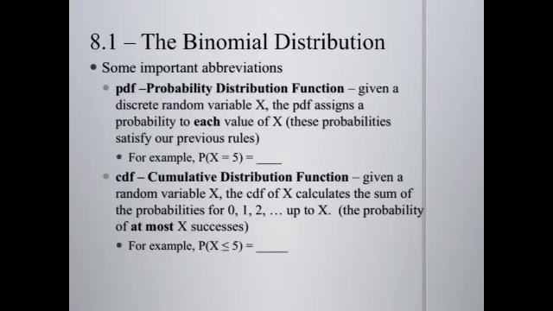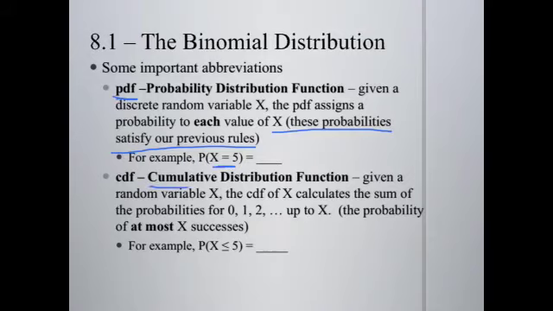But before I do that, some important abbreviations. PDF is a probability distribution function. It's not a file on your computer. Well, it is, but not in this example, or not in statistics. Given a discrete random variable x, the PDF assigns a probability to each value of x. These probabilities satisfy our previous rules. So, for example, when I have the probability that I'm looking for x equaling 5, I use PDF when it's exactly 5. When I have 5 questions, when I'm looking for 6 switches that fail or are bad. When they ask you for an exact amount, it's equal to, and we're going to use PDF.